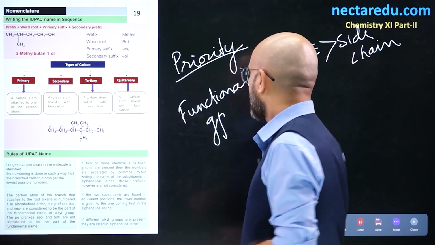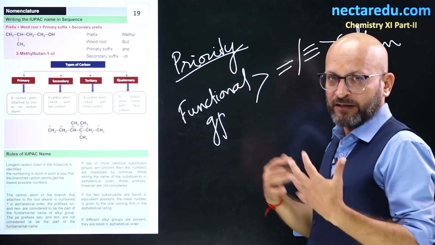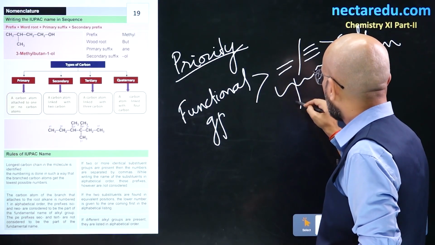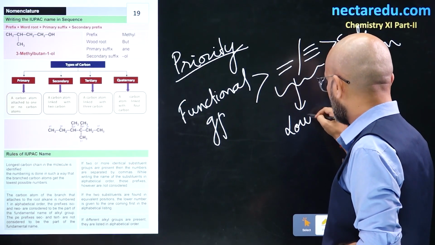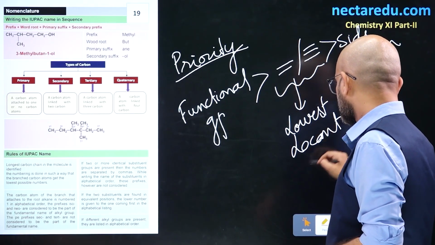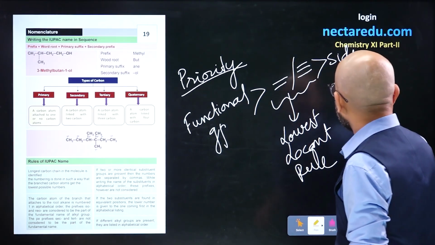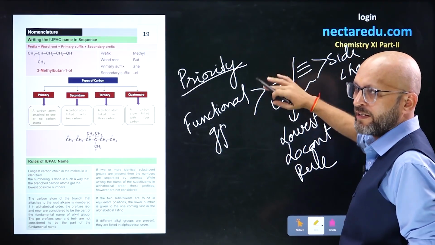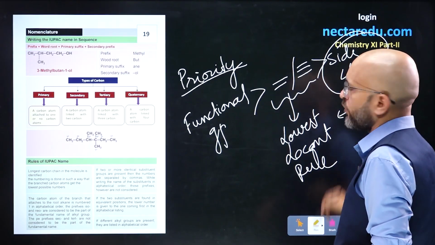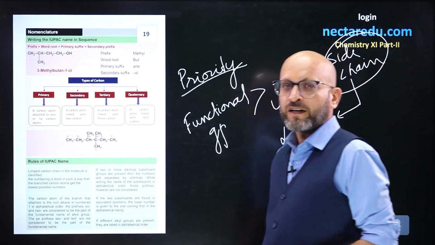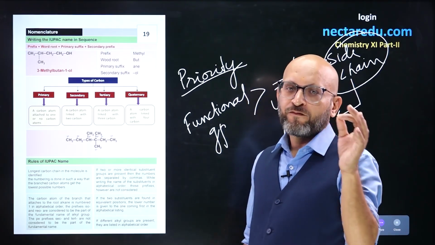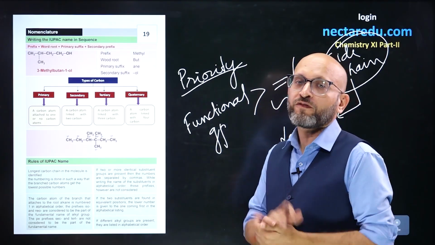And next, if you have more than one double or triple bond, then just follow the lowest locant rule. And again, if you do not have double or triple bonds and you have multiple side chains, then again you have to follow the lowest locant rule. From whichever side you get the lowest positions, follow that side of numbering.